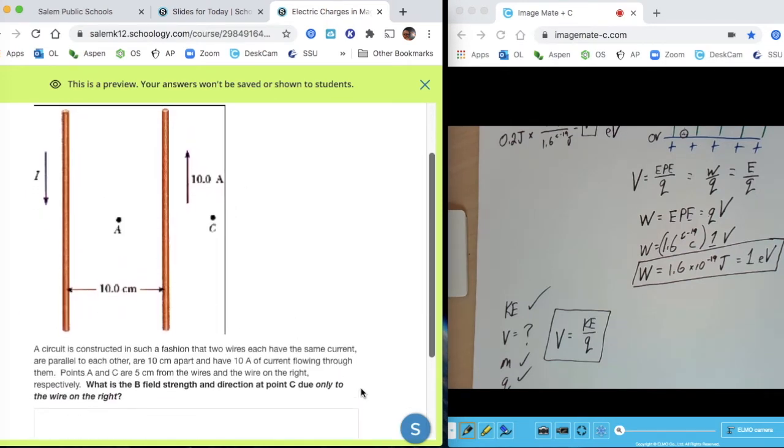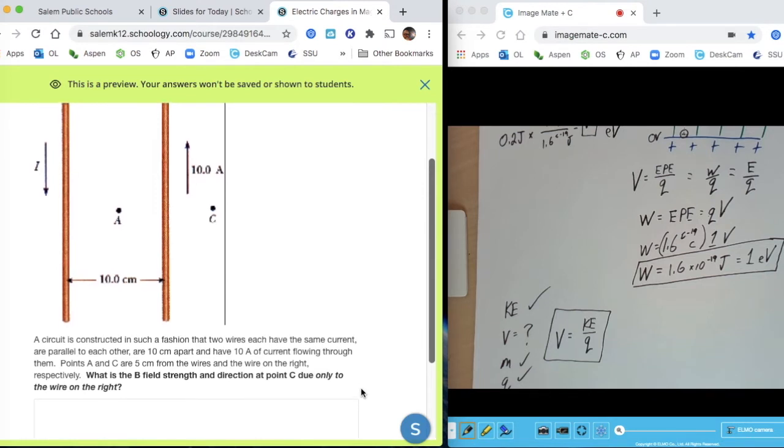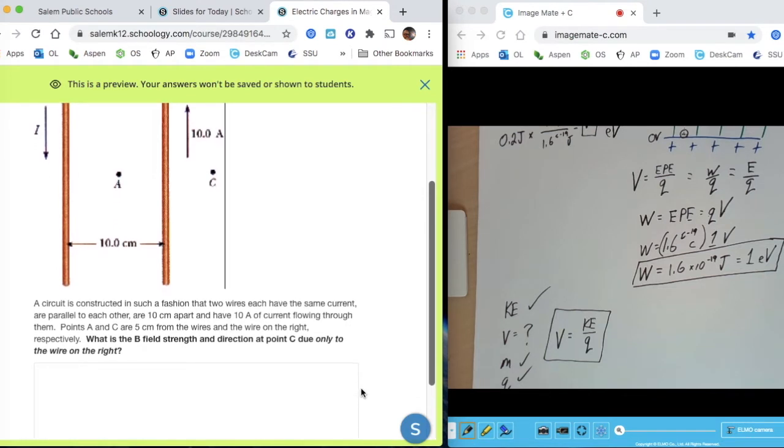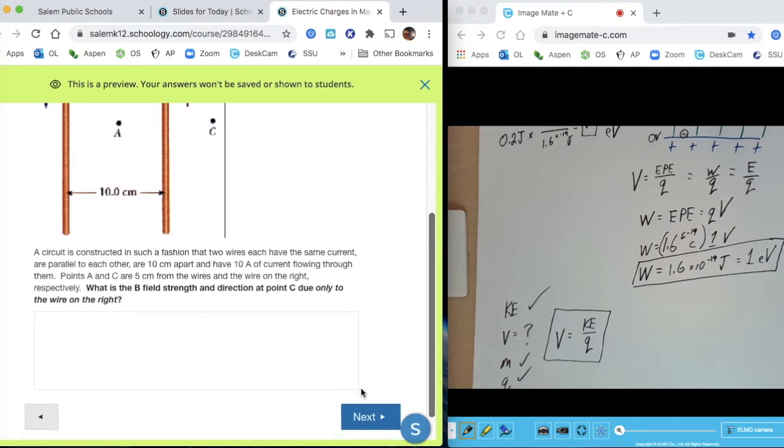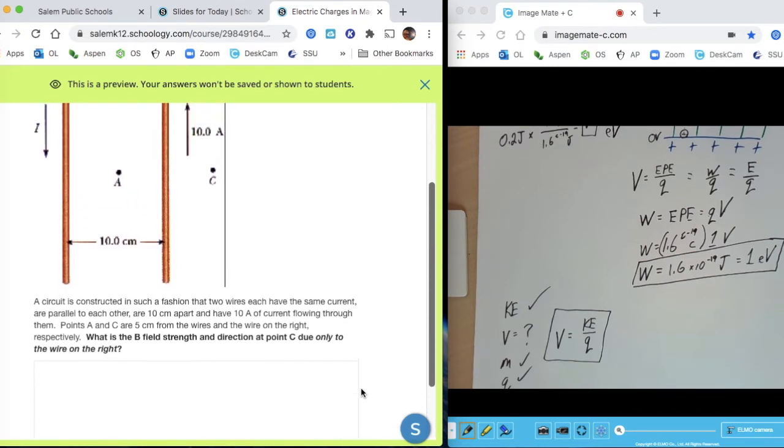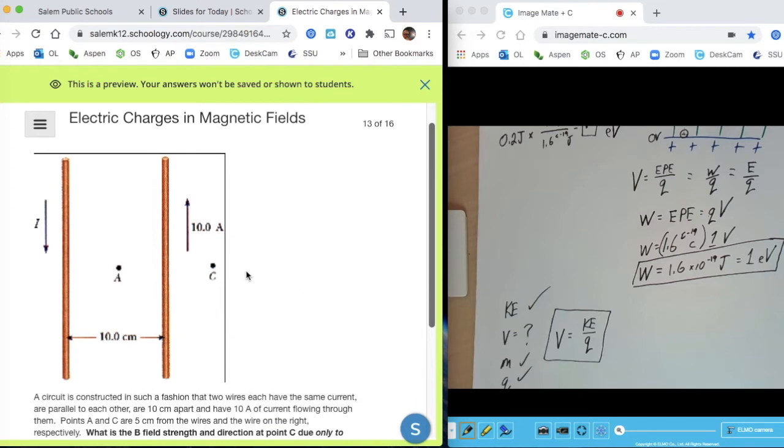What's this one here? Same current parallel to each other, 10 centimeters apart, of 10 amps of current flowing through them. Points A and C are 5, yada, yada. What is the B field strength at point C due to only the wire on the right? So this wire is creating a magnetic field at point C.